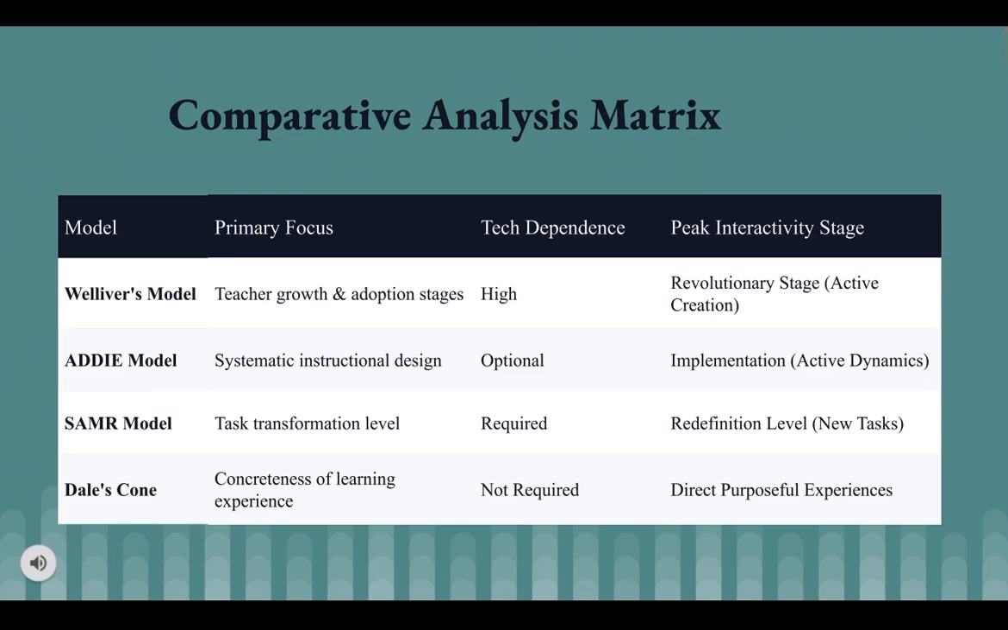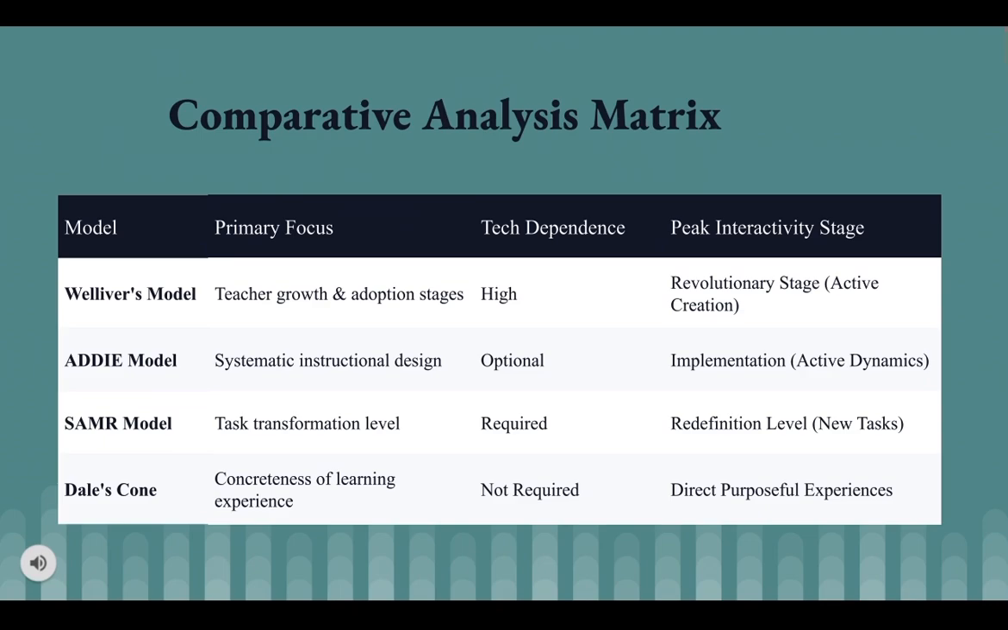Before I show you how these models connect, let's look at how they compare side by side. Here we have the four models: Welliver's model, ADDIE, SAMR, and Dale's Cone. Welliver's model focuses on teacher growth and adoption stages. It has high tech dependence, and its peak stage is the revolutionary stage, where students actively create.